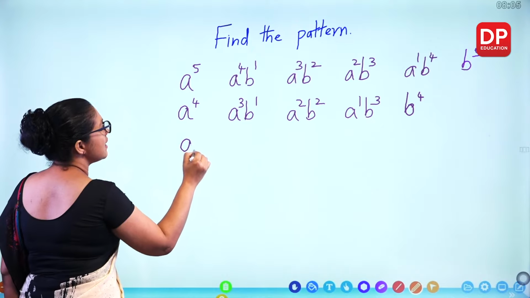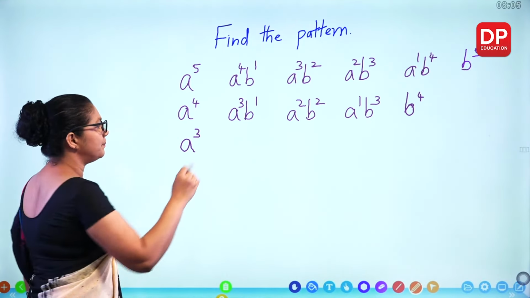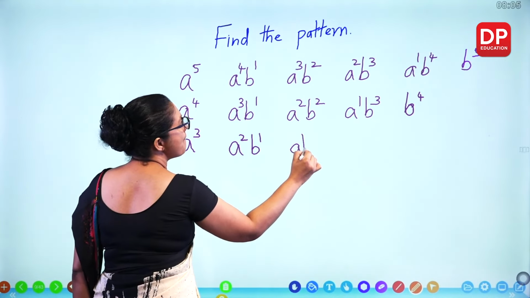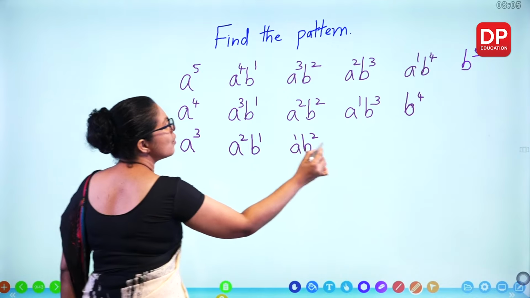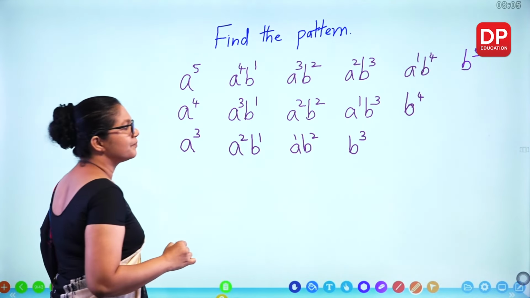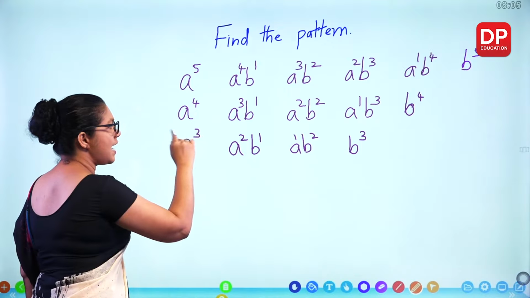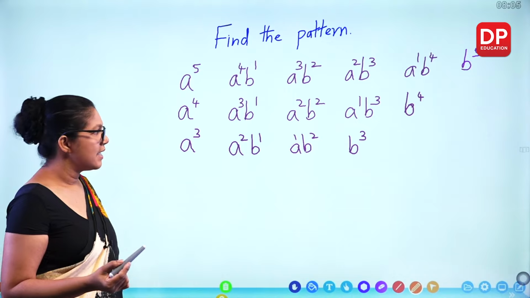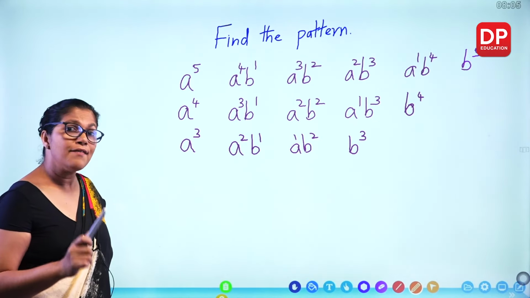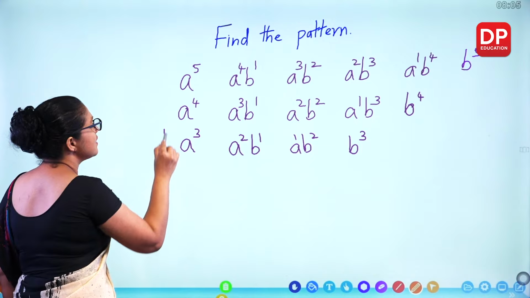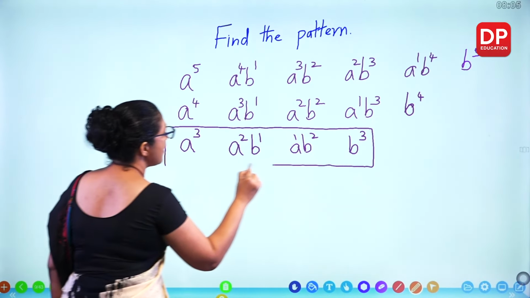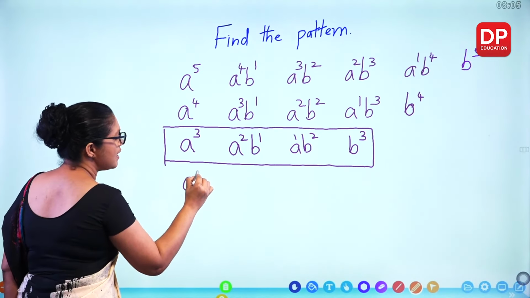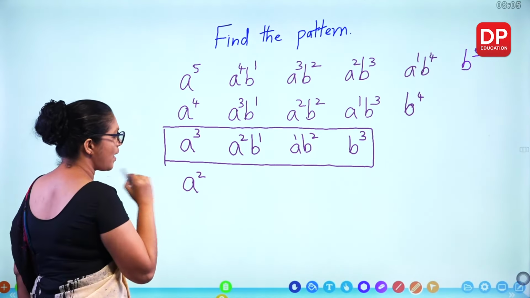Now we'll see what happens here. Power 3. a^2 b^1, a b^2, and b^3. So here, when you get 3 as the power, it becomes 2, 1, 1, 2, and 3. So here in the grade 11 syllabus, this pattern is the most important one you have to learn. Now we'll take a squared. We did that last year.